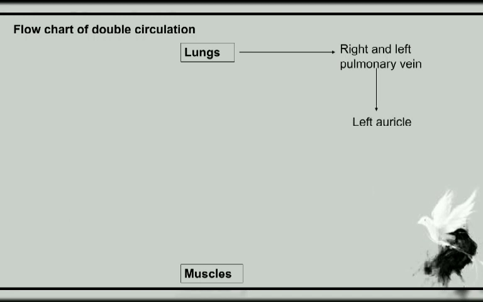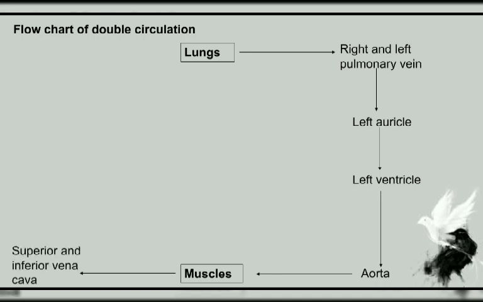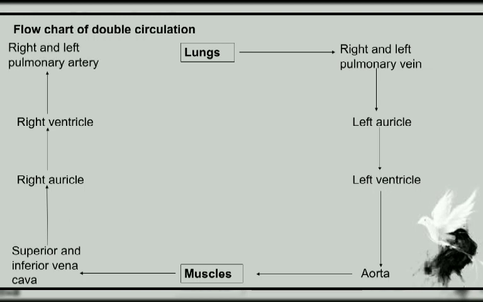After that the oxygen will be transferred into the left auricle, after that into the left ventricle, then the aorta. After the pumping, the oxygen will be transferred into the muscle, and inside the muscle glucose, C6H12O6, is present. When that glucose combines with oxygen, it releases carbon dioxide, and that carbon dioxide will be moved with the help of the superior and inferior vena cava. Then it transfers into the right auricle, then the right ventricle, and then into the right and left pulmonary arteries, and into the lungs, and carbon dioxide will be released from the body.